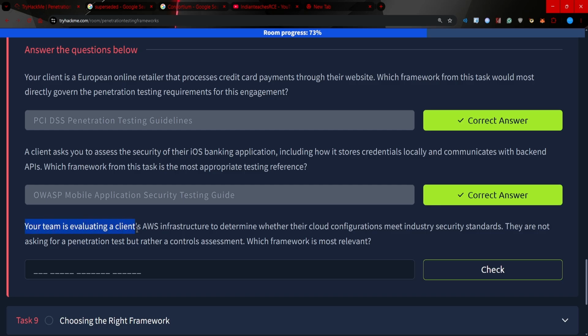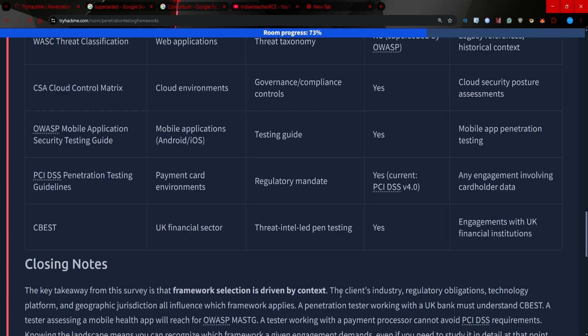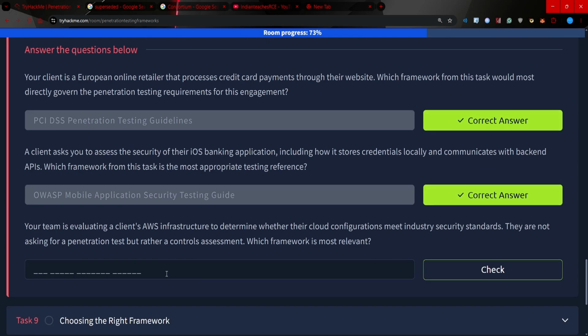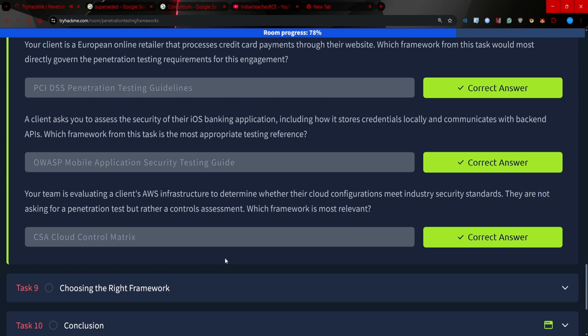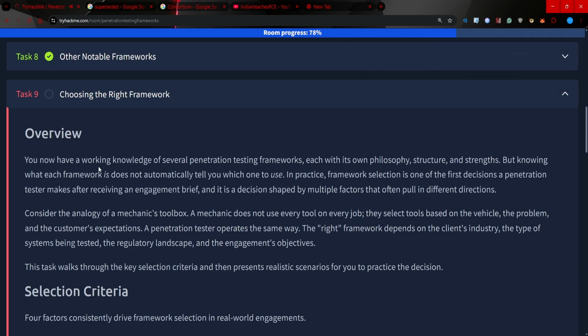Your team is evaluating a client's AWS infrastructure to determine whether their cloud configuration meets industry security standards. They are not asking for a penetration test, but rather a control assessment. Which framework is the most relevant? So it's a cloud environment, so they should go for this one, the CSA Cloud Controls Matrix. Yes. Let's go with choosing the right framework overview.